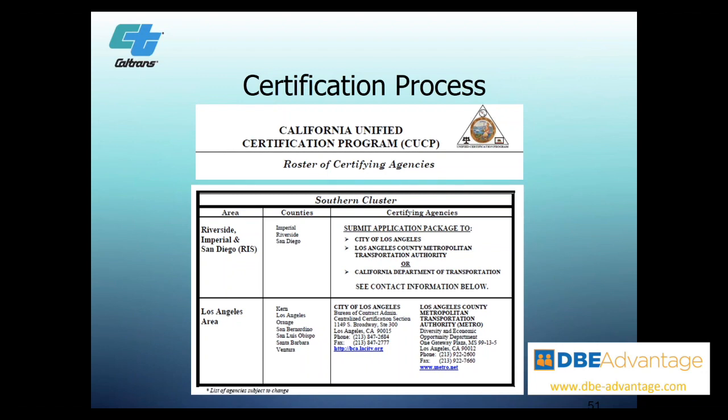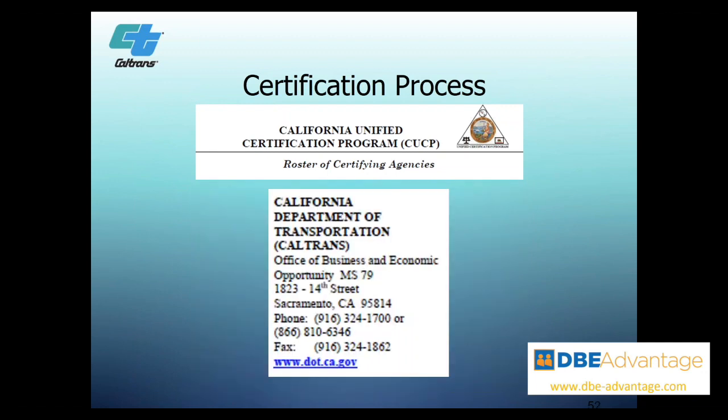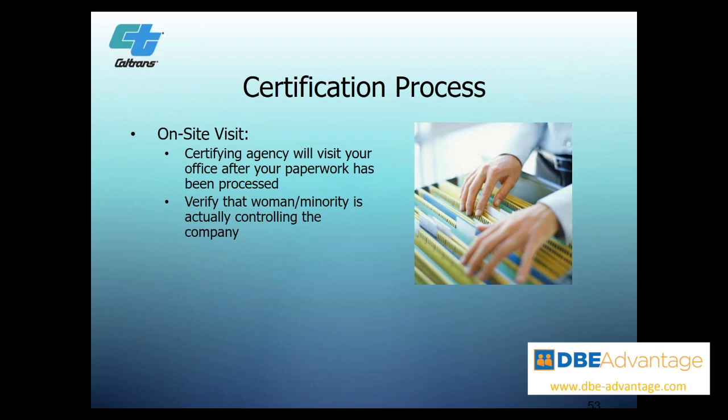Okay, so here is some information about the certifying agencies. I think we talked about this earlier in the very beginning. For Riverside, Imperial, San Diego, and even Los Angeles County, you'll see that these are all looking to the same two agencies. We're looking at the City of LA and the Los Angeles County Metropolitan Transportation Authority, or LA Metro. These are the only two certifying agencies in Southern California. And then lastly, you can always go to Caltrans. You can submit these directly to Caltrans, and they will also review and process your application.